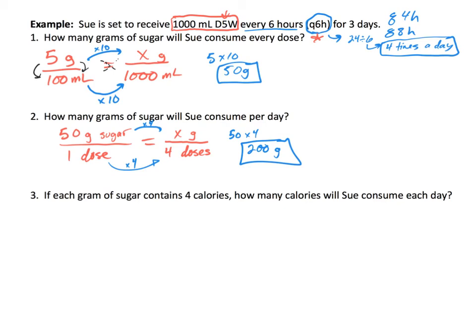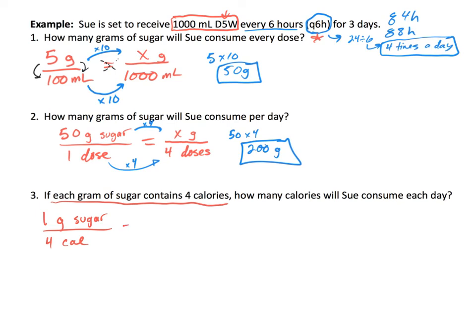And finally, if each gram of sugar contains 4 calories, how many calories will Sue consume each day? Well, first of all, we have to use what we just learned in the first 2 parts. But this first sentence here, if each gram of sugar contains 4 calories, they're giving us a ratio that we need here. We're told that 1 gram of sugar and 4 calories go together. There is 1 gram of sugar for each 4 calories, or 1 gram of sugar contains 4 calories.